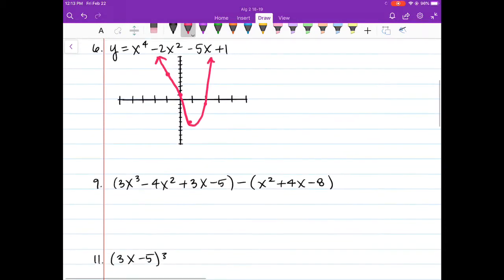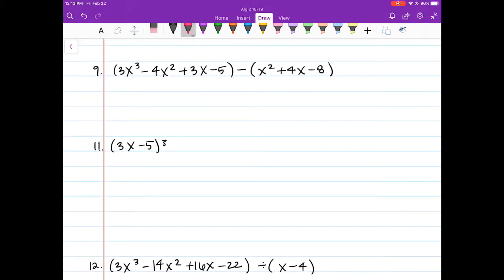Alrighty, so then in problem number 9, we start to move on to section 5.3, where we're doing polynomial operations. So when we subtract polynomials, remember you need to distribute that minus sign to every single term in that second polynomial. So what we can do from there is drop those parentheses as long as we remember to distribute. So minus 4x and then plus 8 at the end.